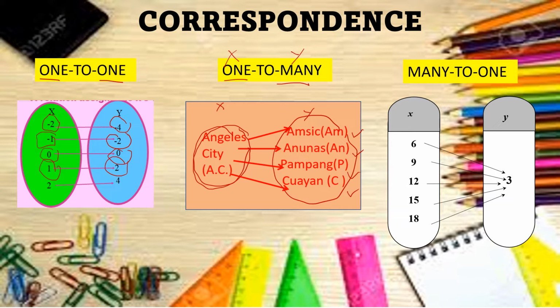The opposite of one-to-many is many-to-one. That means you have many values for x, but you only have one value for y. Many values of x, in the example, I have 6, 9, 12, 15, and 18. But all of these are connected to only one value of y, which is 3. That makes it many-to-one.